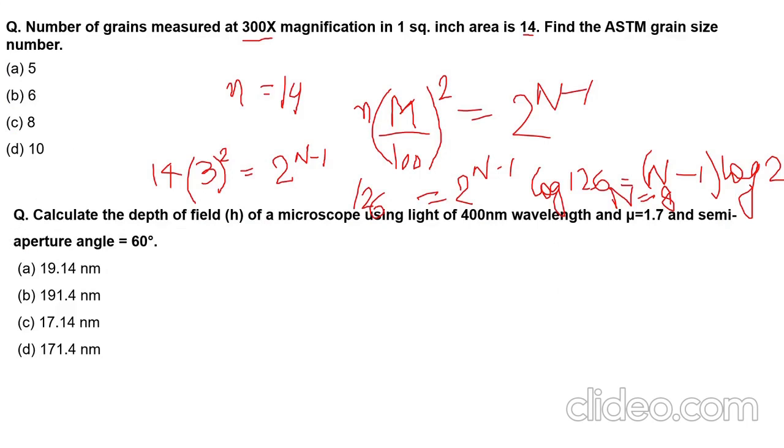So first, what is the depth of field? Depth of field is defined for your objective, right? It is how much distance you can move without changing the quality or the clearness or the sharpness of your image. That is known as the depth of field for a microscopy. So you have to calculate based on the formula for depth of field, which is given.